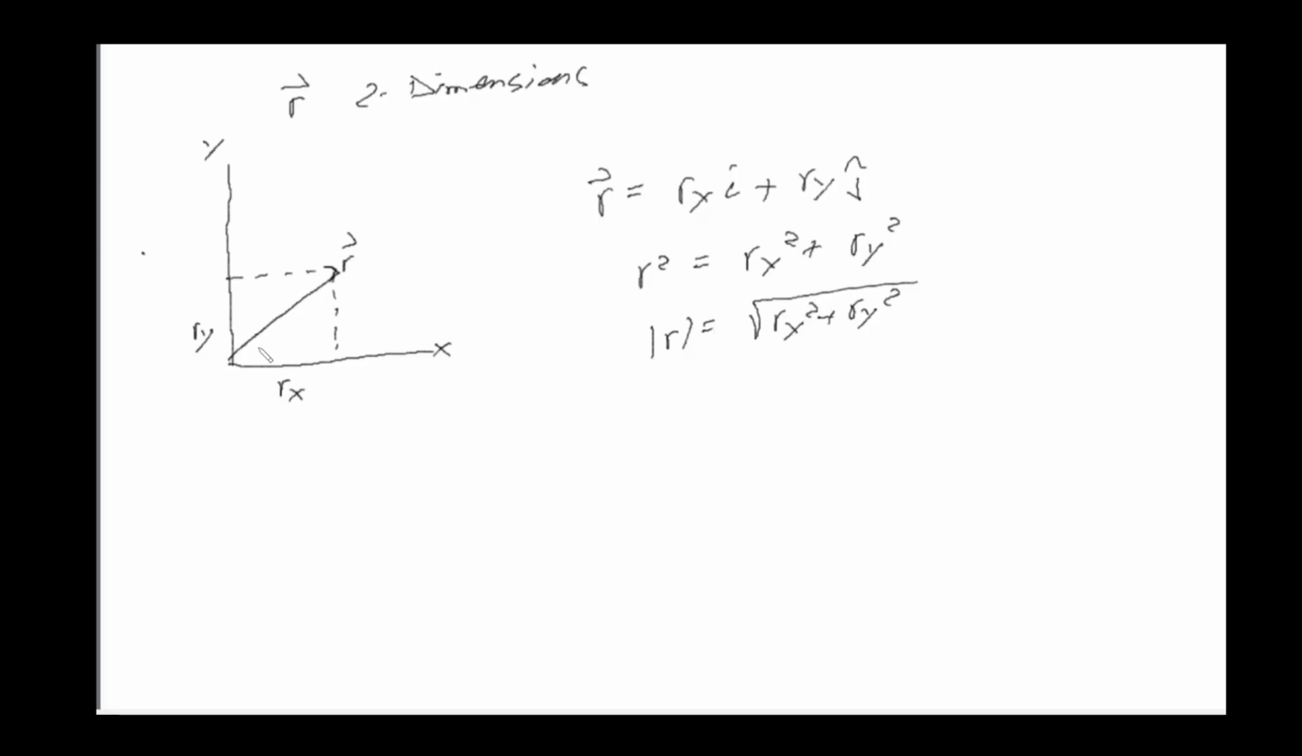We also know that if this is the angle theta with the x-axis, that rx is equal to r cosine theta and ry is equal to r sine theta. And we also know that tan of theta is equal to ry over rx.